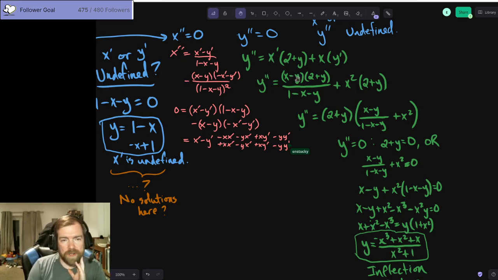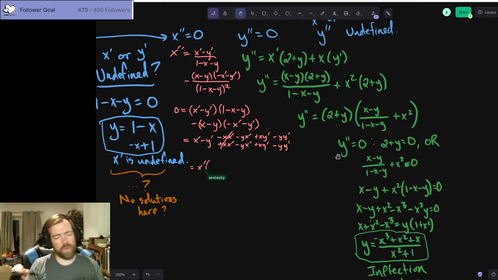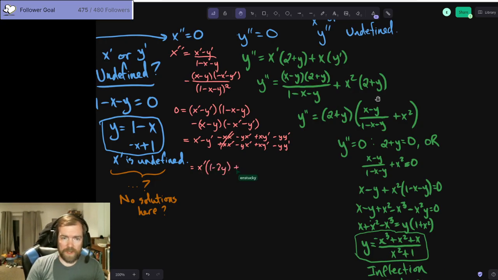Which gets us a product of x minus y times 2 plus y all over 1 minus x minus y, plus x squared times 2 plus y. I then factored a 2 plus y out from both things, because if we're going to set this equal to 0, again we want y double prime to be equal to 0, then having a product of stuff is way easier. So factor out anything you can. In this case, our common factor is 2 plus y, and that leaves us with x minus y divided by 1 minus x minus y, plus x squared.